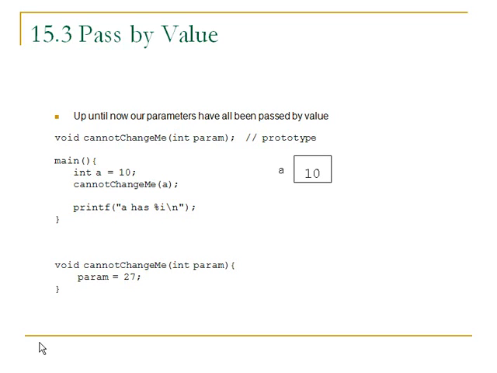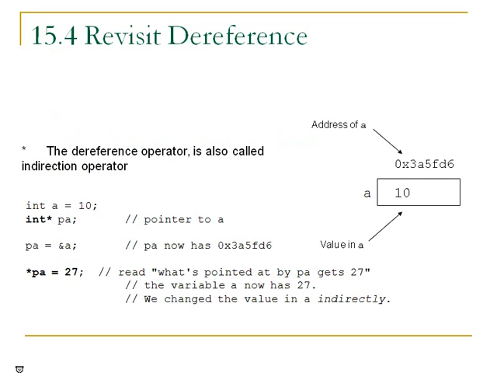So here are the pictures. A in the main method has the value 10 in it. When we step into the function cannotChangeMe, we have a local variable param. The value 10 went into the parameter. And then when we change the param, the local variable, to 27, you notice that the variable a in the main doesn't change. So we're changing that local variable. That means that the value 27 is not going to get back to the main. So information is being passed into that function only.